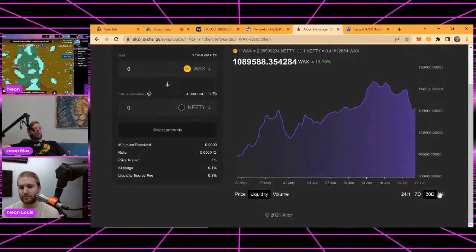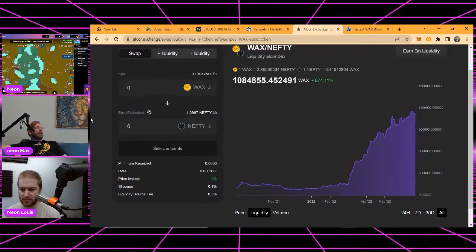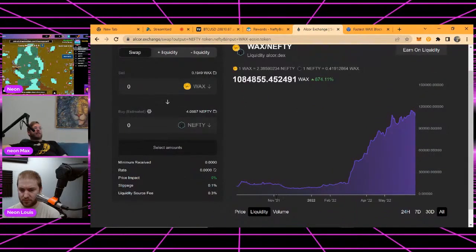And then over the all-time chart, this is still very much, what's that called, a flattening out, like tabling out. So that seems reasonable to me at 2 million Wax depth. I don't know that this should just keep aggressively climbing. But yeah, it's nice to be able to see that anyway.